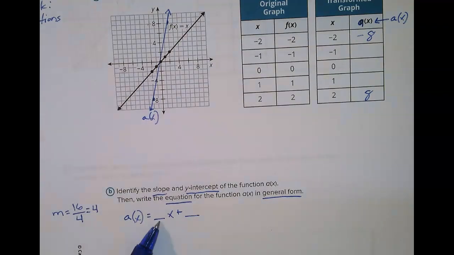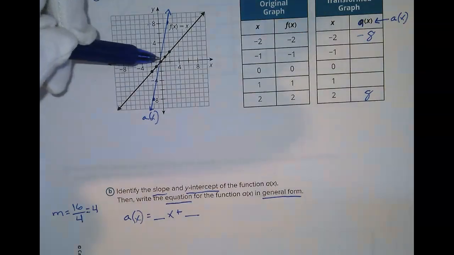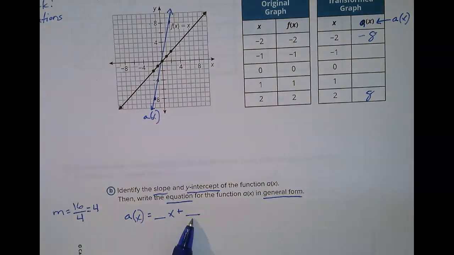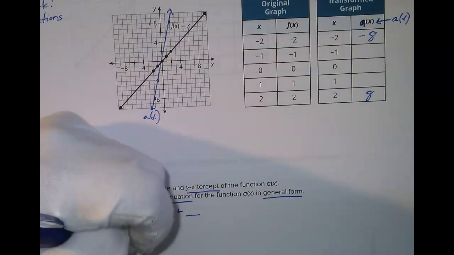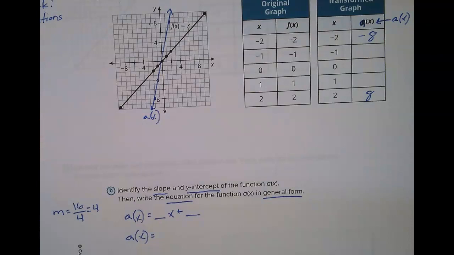So my slope goes here. My y-intercept goes here. I look at my graph. I see that my graph is going through the y-axis at 0. So that's my y-intercept. Once you have this equation written, if you want to simplify it, you can, because remember, this is 0, so we don't really need +0 on the end. You can leave that +0 off.